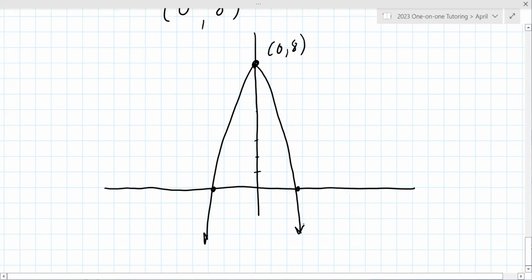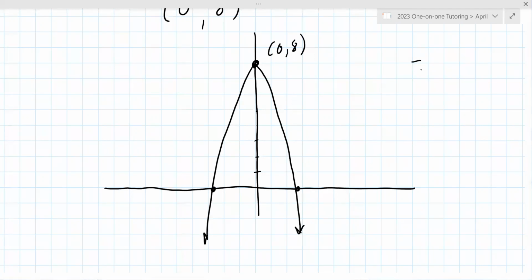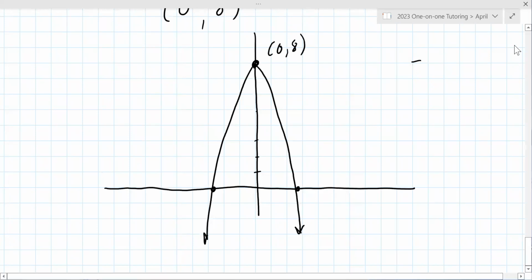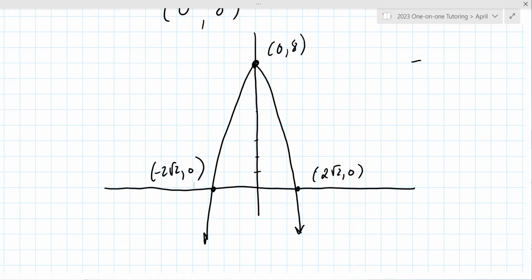It's going down. Now, why is it going down? How could we have known that from the graph or from the equation? The negative in front of the x squared is a giveaway. Okay, so now that's everything for 2a: 2 square root of 2 comma 0, minus 2 square root of 2 comma 0. Got it. All right, now we're finally up to 2b.